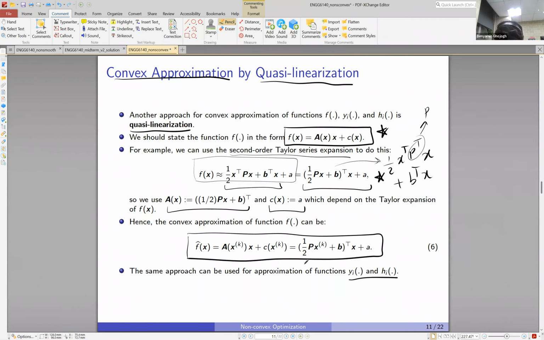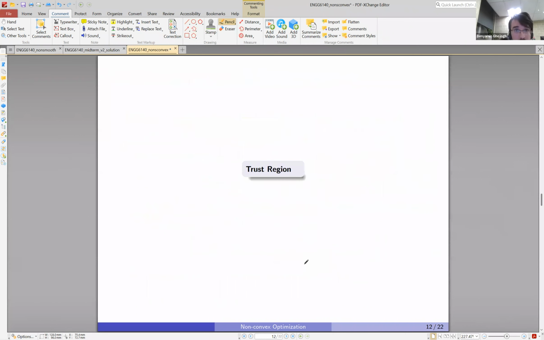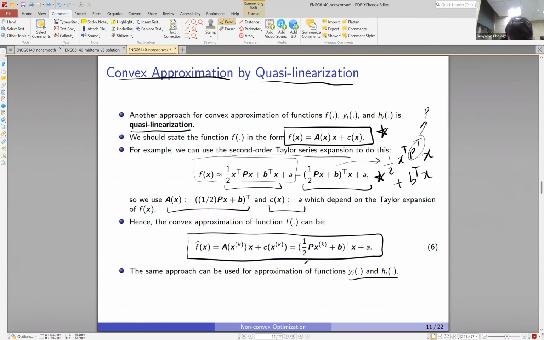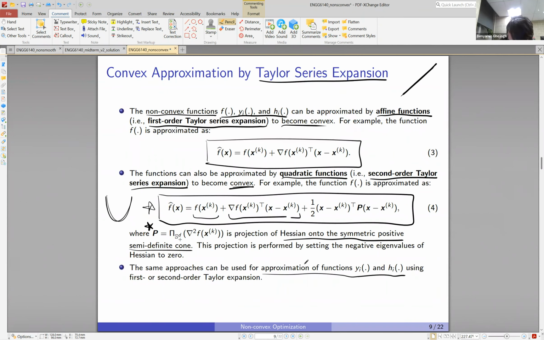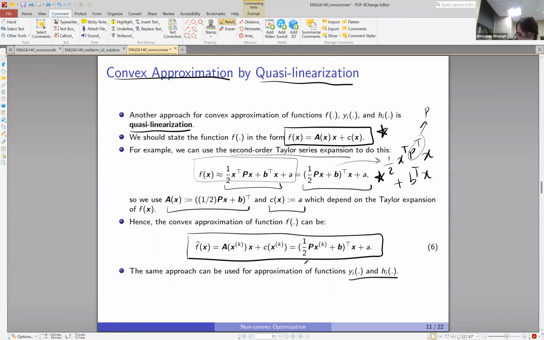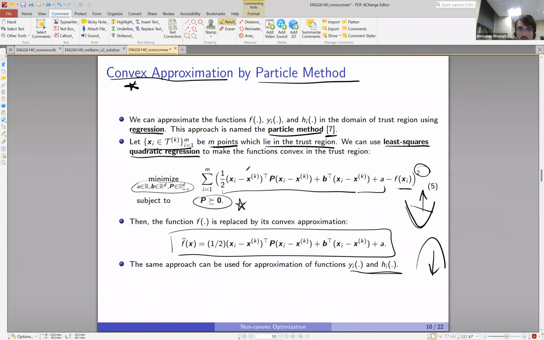It's interesting that you should note some difference between these approaches. In the first approach using Taylor series expansion, and also in the third approach using quasi-linearization, we already know A, B, and P from the Taylor series expansion, right? However, in approach 2, which is the particle method, we find A, B, and P using regression by solving this optimization problem. So this is a subtle difference between these.